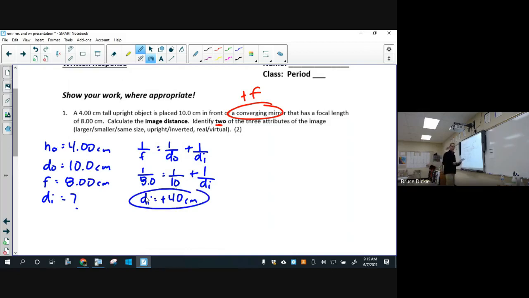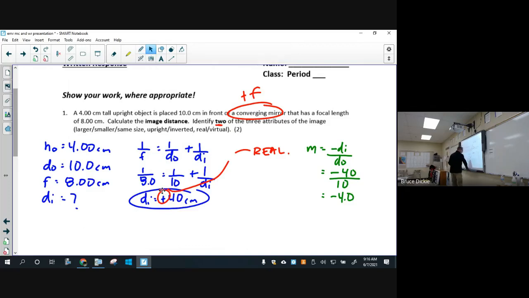And then what about the attributes? Well, because that's a positive DI, that means the image is real. Now, in order to get the other attributes, we would have to find something like the magnification. Negative 40 divided by DO is 10. So the magnification is negative 4. You weren't asked to solve for the magnification here, but to get the attributes, unless you used a ray diagram or a pattern, then you would have to do this.